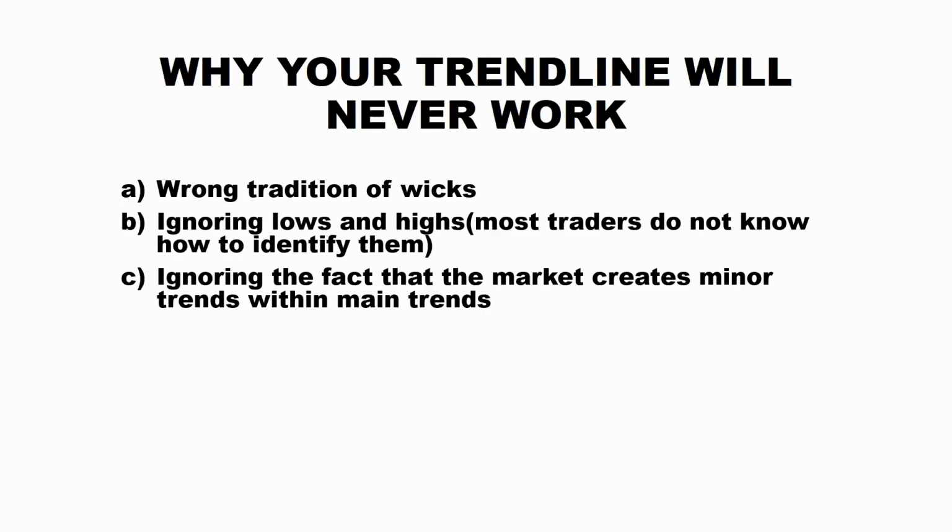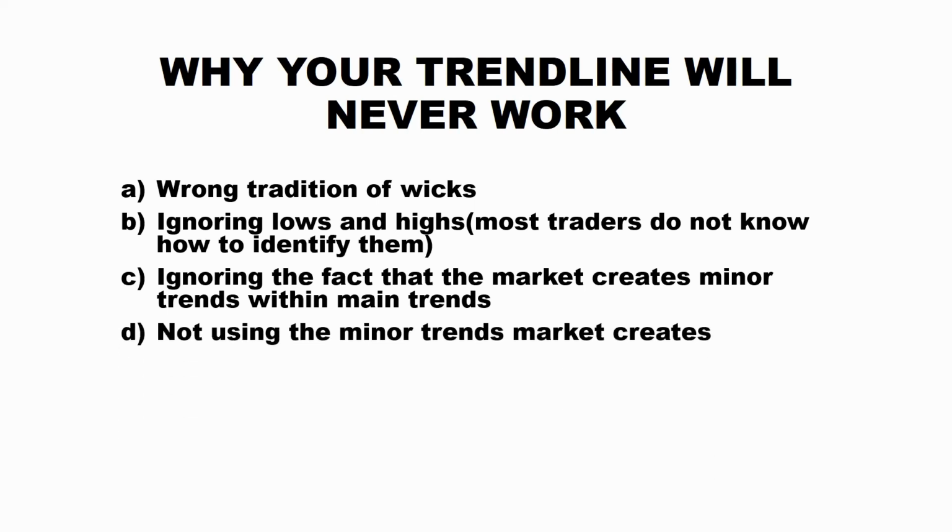Okay, so we have so far looked at 3. Now let's go to the 4th one. What is the 4th one saying? The 4th one is about not using the minor trends that the market creates. I've already explained this within the other one. The 3rd one was about the market creating trends within the main trends, and the 4th one was about not using that trend line, right?